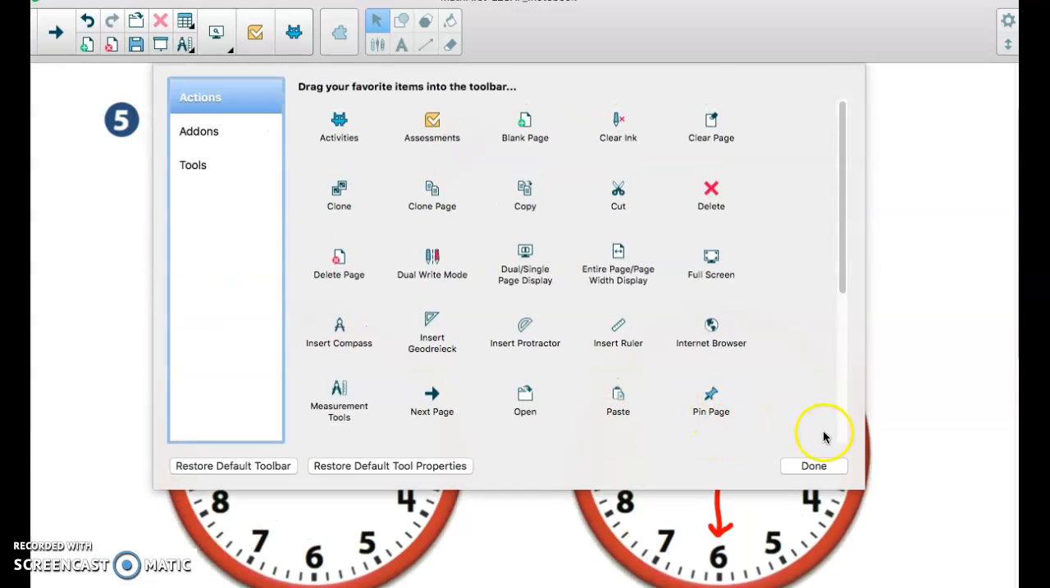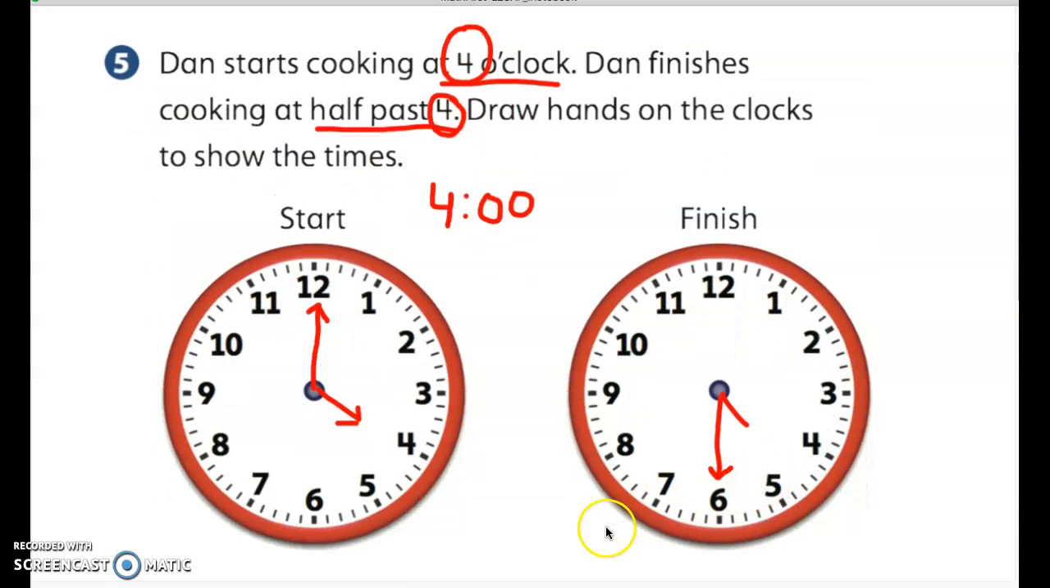Hey, what just happened? Don't do that, computer. Okay. 4:30. 4 o'clock. Remember, that looks like 4:30.